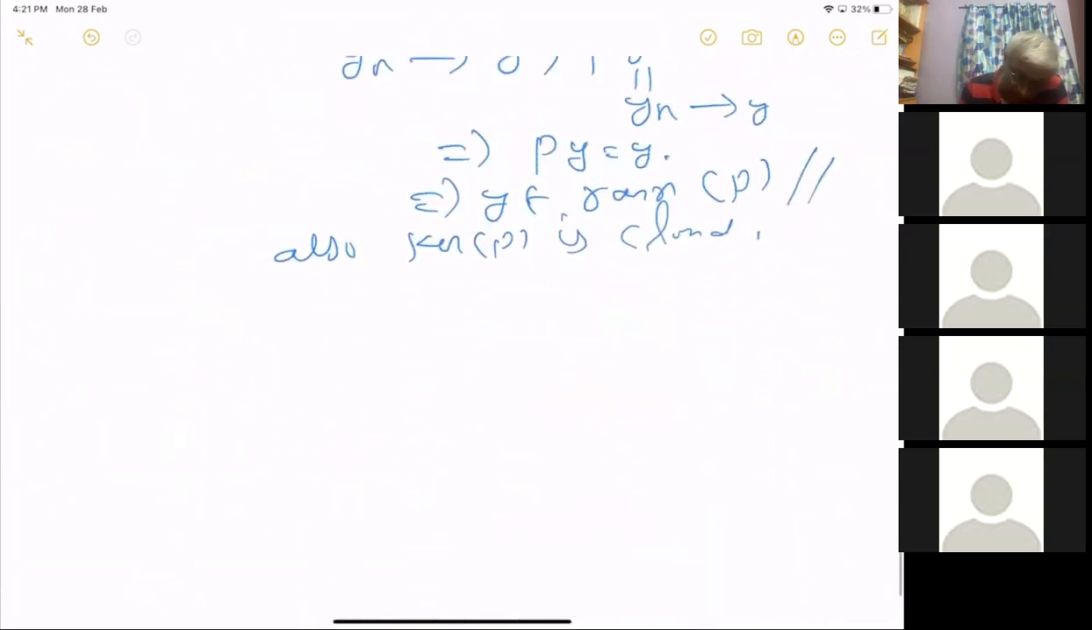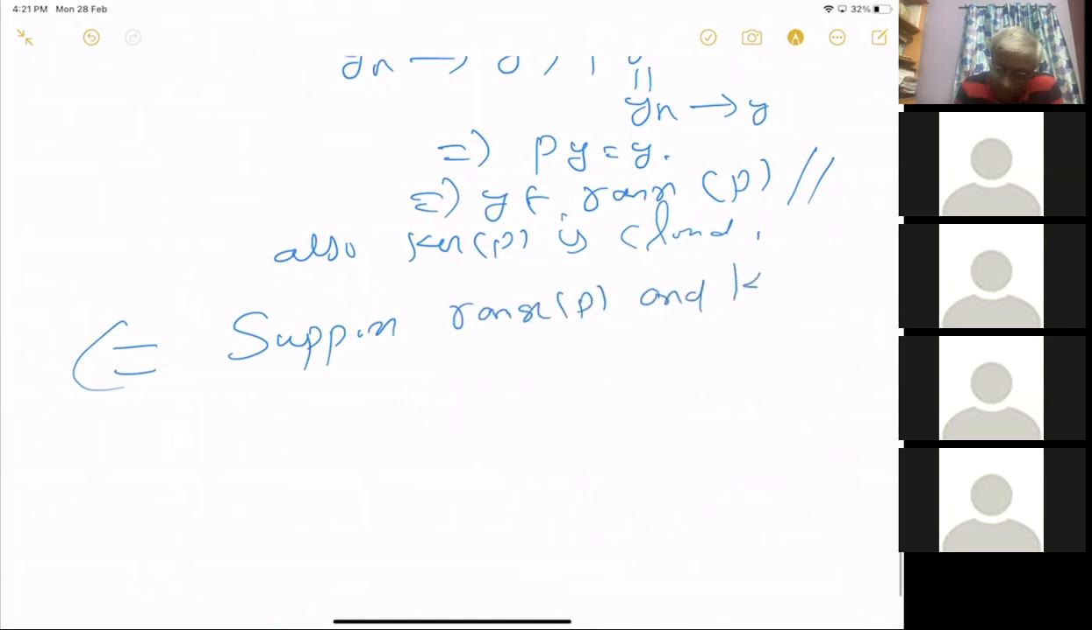So we need to prove the other direction. So suppose the range of P and the kernel of P are closed.